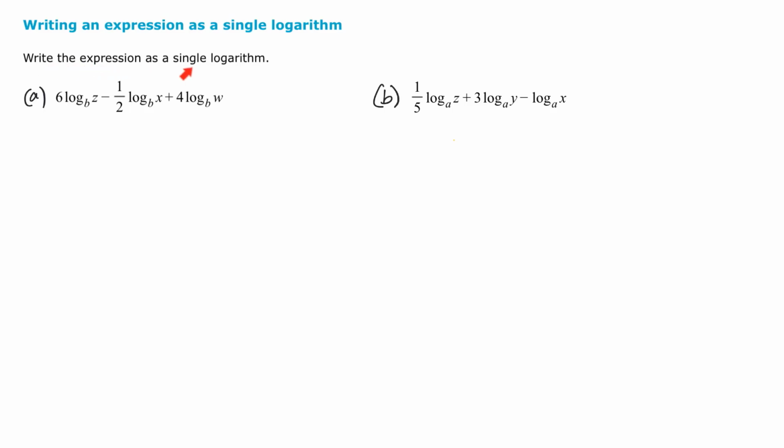Write the expression as a single logarithm. Here are a couple of examples, A and B. First thing you want to do is have all the log properties memorized. And what I mean by memorize is you should be able to cite them from memory. So obviously there's going to be a few log properties that we're going to use.